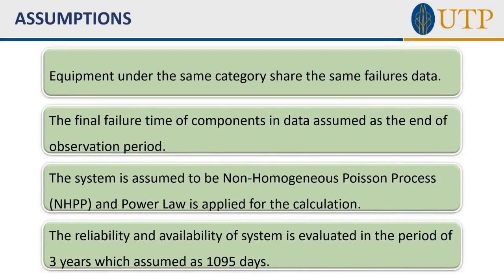For this project, a few assumptions have to be made. First, the equipment under the same category share the same failure data. Second, the final failure time of components in the data is assumed as the end of the observation period. Third, the system is assumed to be a non-homogeneous Poisson process and the power law is applied for the calculation. And last, the reliability and availability of the system is evaluated in the period of 3 years, which was assumed to be 195 days.